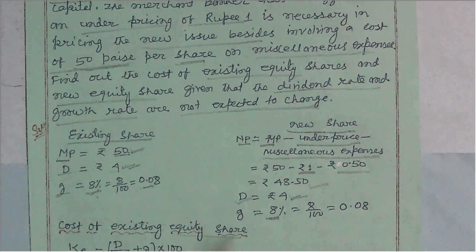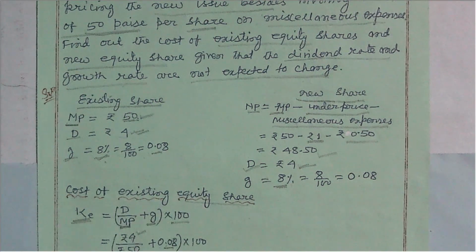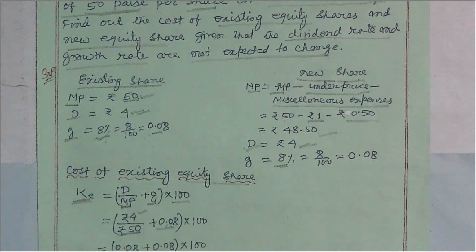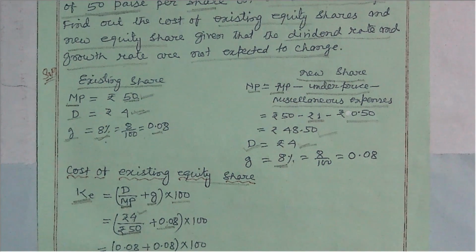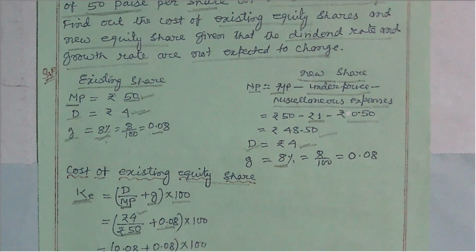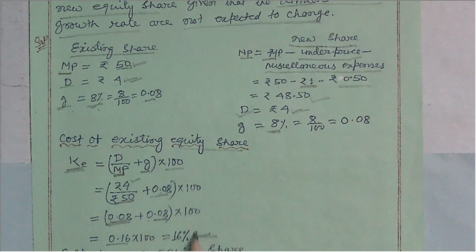Cost of existing equity shares, K equals D by MP plus g, into 100. So dividend is rupees 4 per share, and market price per equity share is 50, and the growth rate is this one. When you divide 4 by 50 rupees, you will get the value 0.08, and 0.08 is already the growth rate, and adding it, 0.16 into 100, so 16%. This is the cost of equity. The cost of existing equity share is 16%.